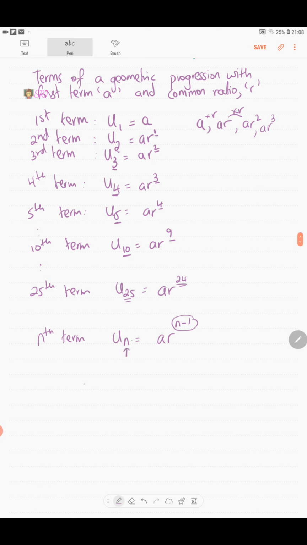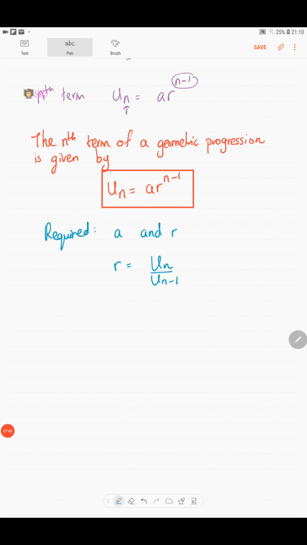So this is the nth term of a geometric progression with first term a and common ratio r. The nth term of a geometric progression is given by u_n = ar^(n-1). To calculate any term of a geometric progression, we just need the first term a and the common ratio r.